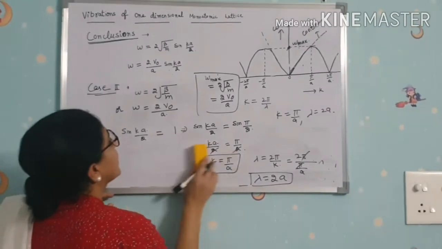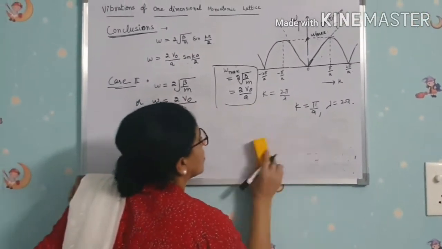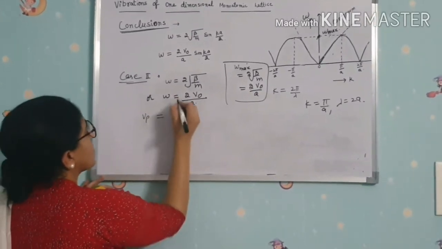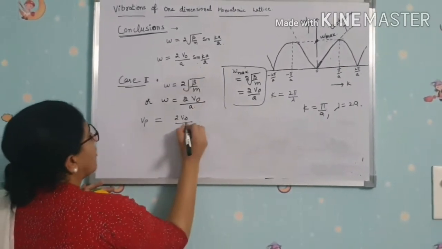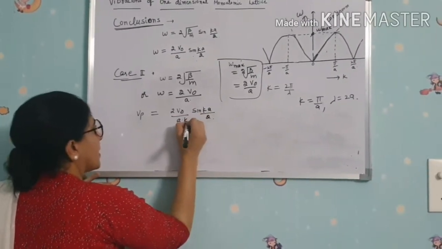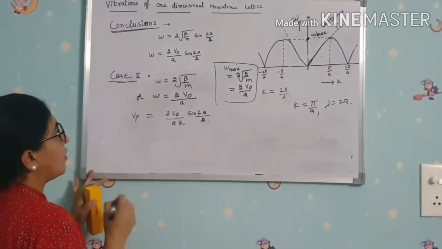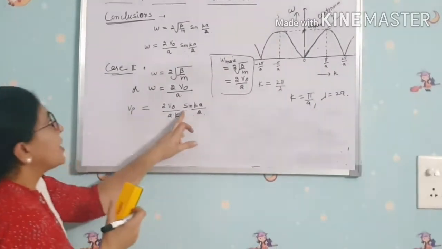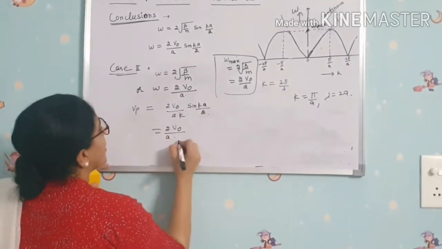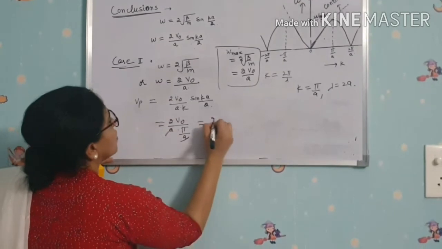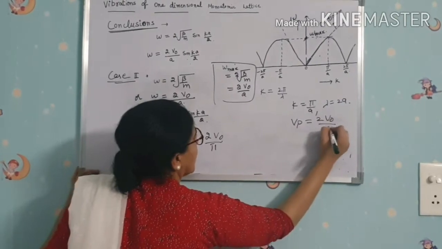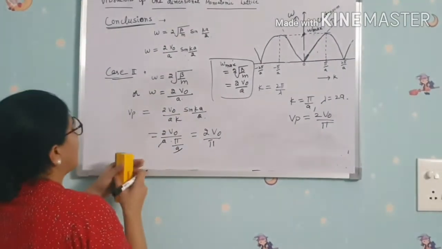Okay? And now we find out group velocity and phase velocity. Phase velocity or wave velocity is omega by k. So 2 v0 over a into sine of k by 2, over k. Now the value of k is pi by a, so sine is 1. So 2 v0 upon a into k, pi by a. A goes with a, 2 v0 over pi. So Vp is equal to 2 v0 over pi.